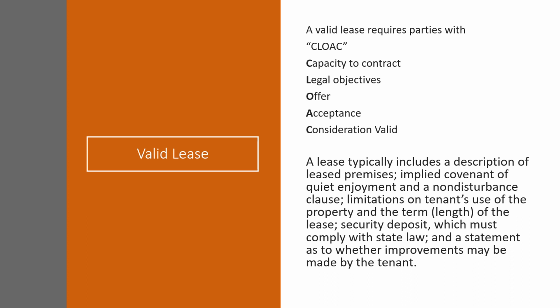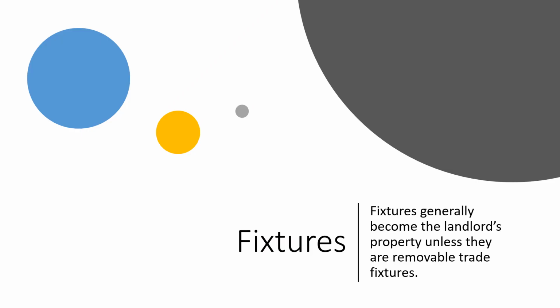A lease typically includes a description of leased premises, implied covenant of quiet enjoyment and non-disturbance clause, limitations on tenant's use of the property, and the term, the actual length of the lease. It also includes security deposits, which must comply with state law, and a statement as to whether improvements may be made by a tenant. Fixtures generally become the landlord's property unless they are a removable trade fixture.